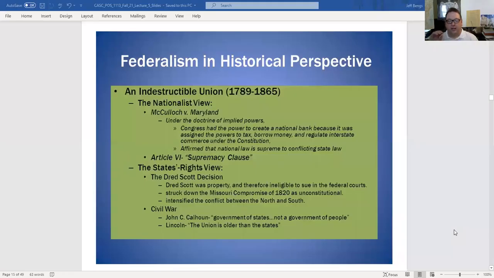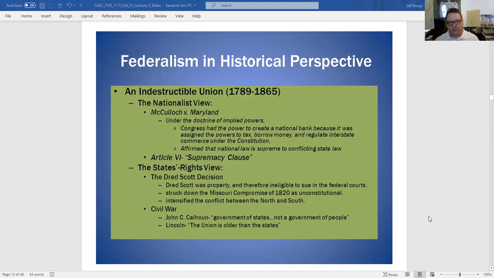And I believe it was either Ogden or Gibbons in New Jersey. They applied for and received a federal license to ferry. And so the federal license superseded the state license. So I want you to know those two cases because, again, those are like cracks in the foundation for dual federalism.